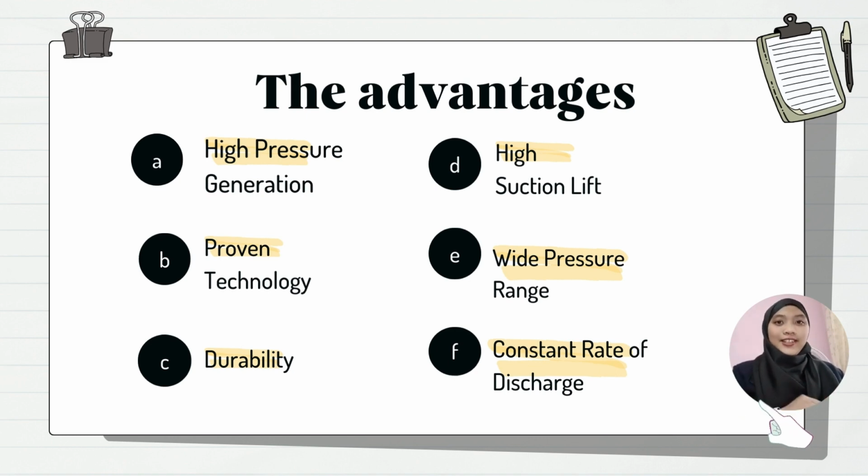For D, high suction lift. The reciprocating pump gives a high suction lift. For E, wide pressure range. This pump can operate in a wide pressure range. F, constant rate of discharge. It is because it has a constant rate of discharge.